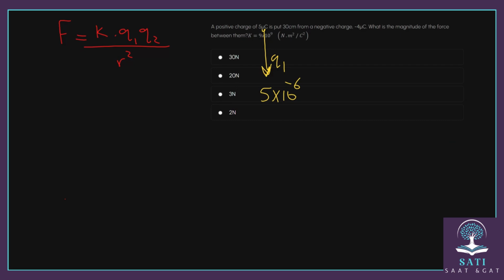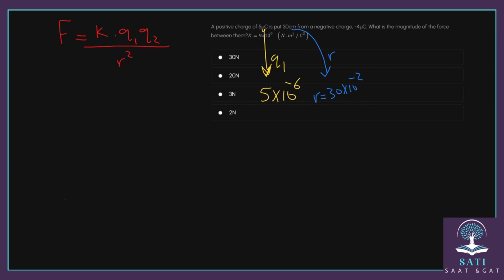Okay, what about the distance? The distance is 30 centimeters. This is now the radius. 30 centimeter is not in standard form, so I have to change it into what? Into meter. So again, change it: 30 times 10 to the power of negative 2. In this case, this is the radius, which equals 30 times 10 to the power of negative 2.